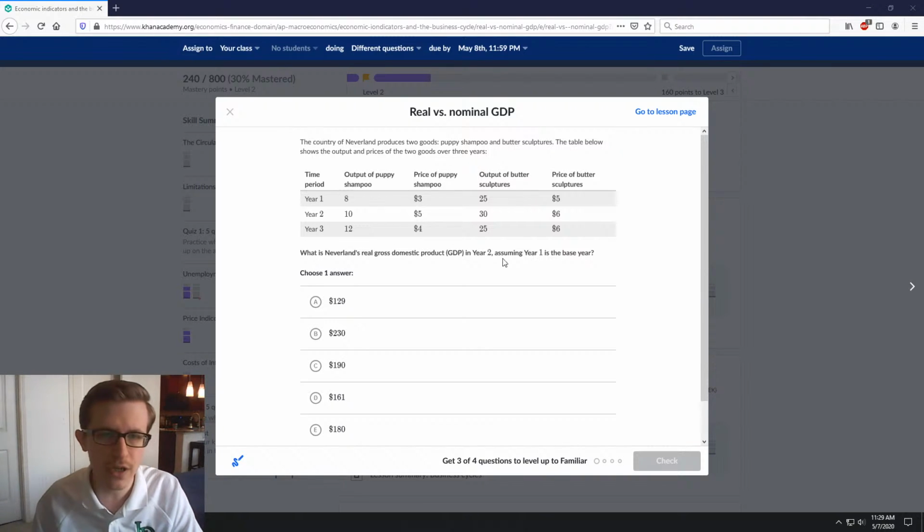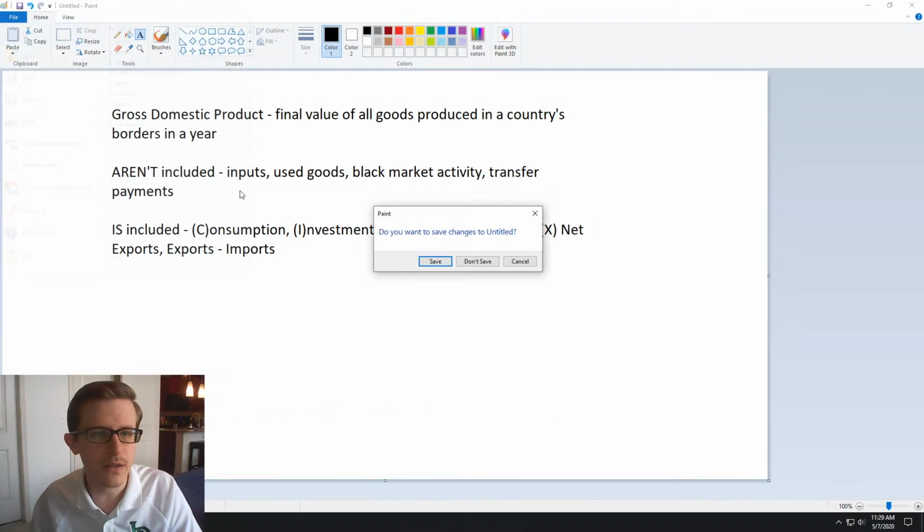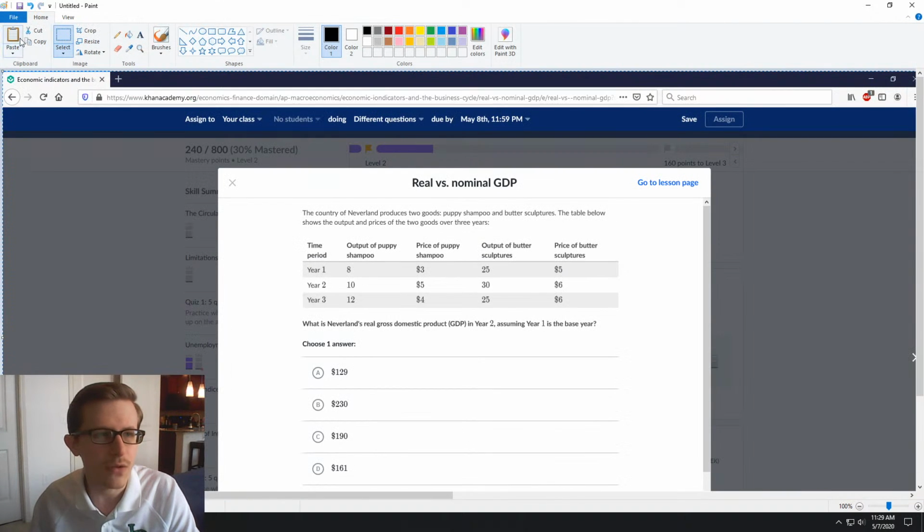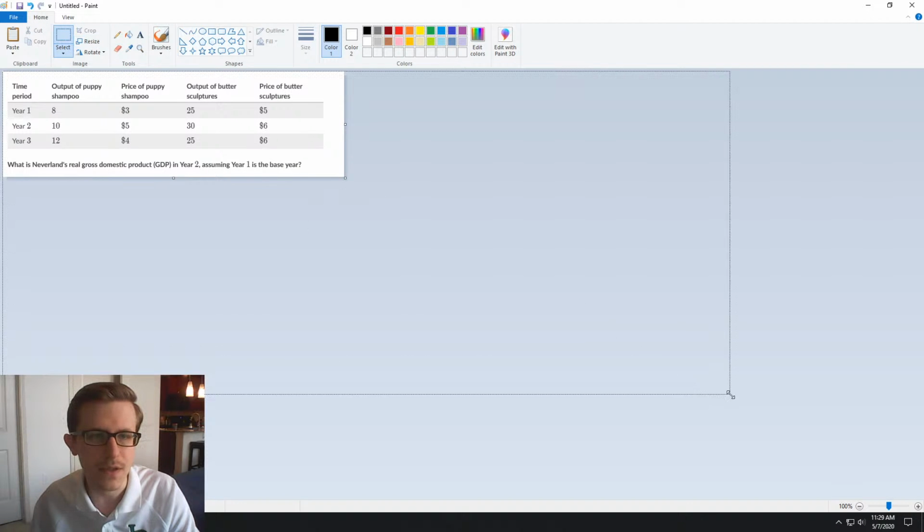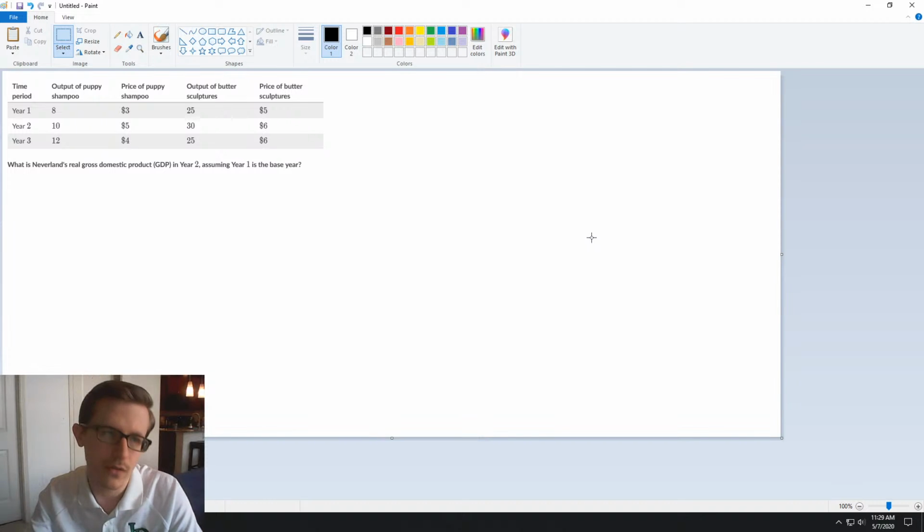So I'll get a screenshot of this, go back to my paint here, new, don't save. All right, so we'll crop this and open this up. So in order to find the real GDP here, based on all of this information, what we have to do is take the year 2 amounts and do what with them? We use the year 1 prices. That's right. If we were just doing nominal, we'd use the prices of the year. But since we're doing real, it's adjusted for inflation, and we're going to use year 1 as the base year.